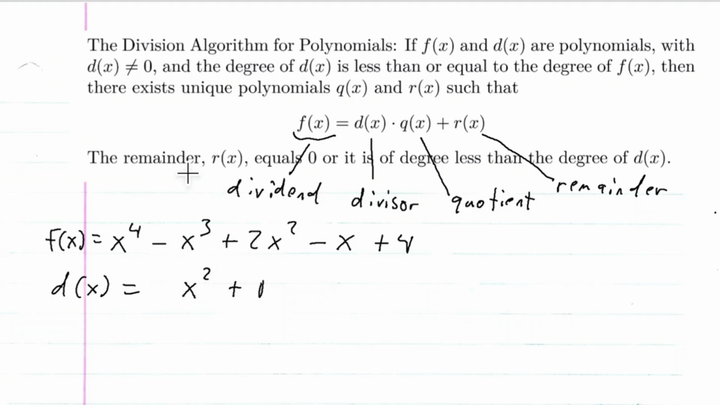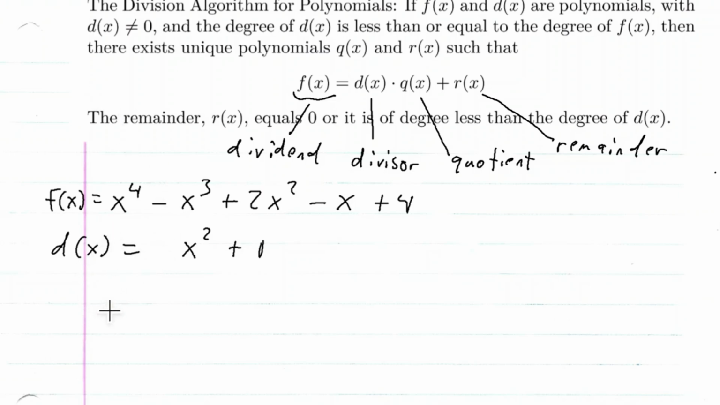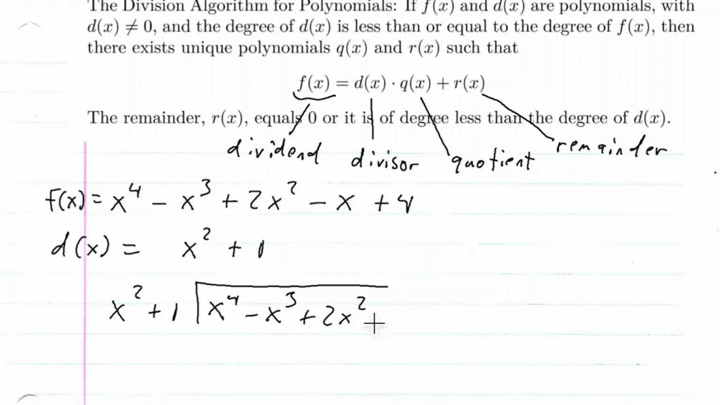All right? So right off the bat, we know that the remainder is either going to be constant or it's going to have a degree of 1. So r of x can either be a polynomial or it can be a constant. We're going to figure that out. To figure out what the quotient and the remainder are, we're going to use long division. So we're going to look at x squared plus 1 divided into x to the fourth minus x cubed plus 2x squared minus x plus 4. All right, so we can see that x squared goes into x to the fourth x squared times.